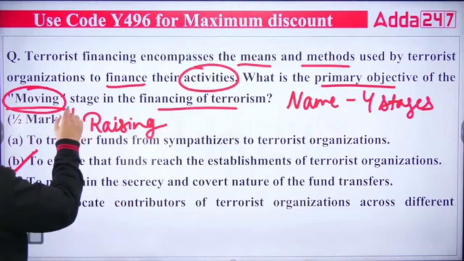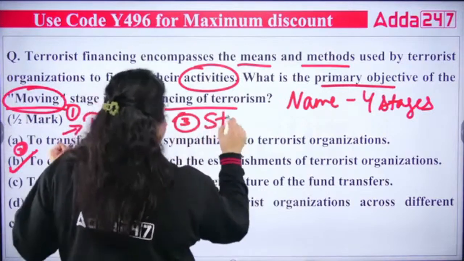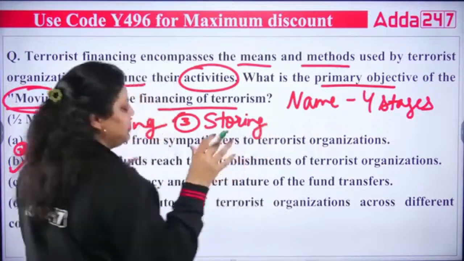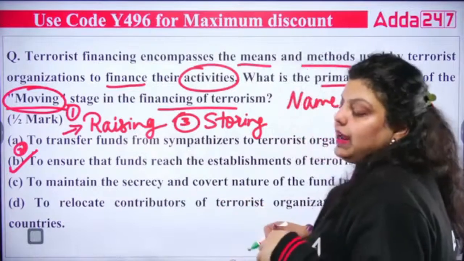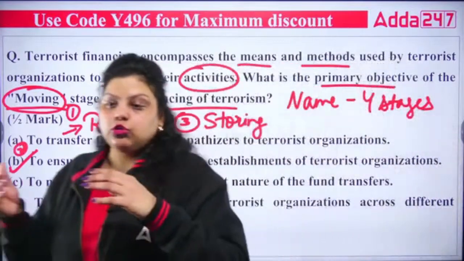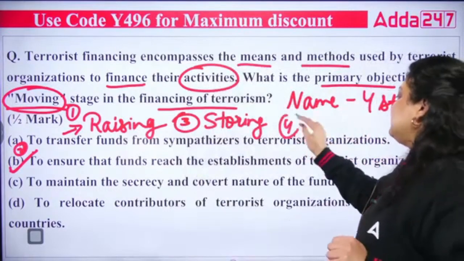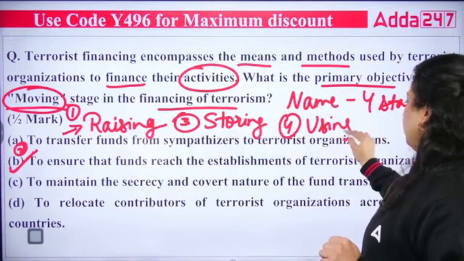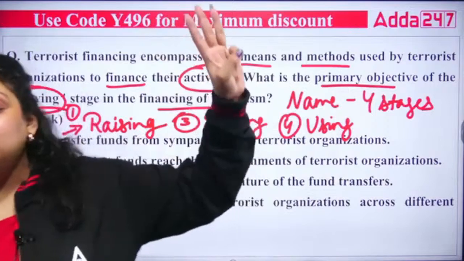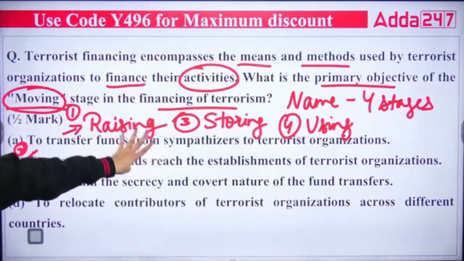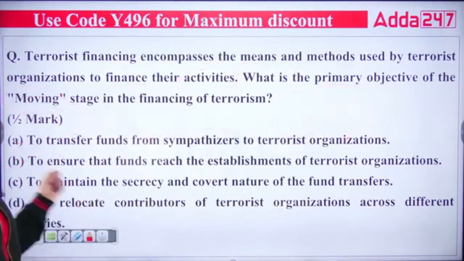So raising is first, second is moving, third is storing. After transferring money to the location where you need it, you have to store that money, because you are not going to use it immediately. You store it for a particular period of time. Then the last stage is using. When you want to use it, you can withdraw the money from the account and use it. So raising, moving, storing and using are the 4 stages of financing of terrorism, and the right answer for this question is B.